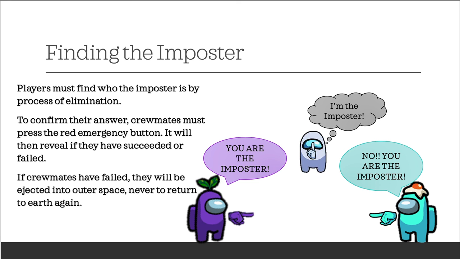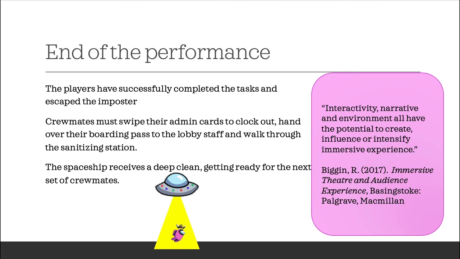After completing all 10 tasks, the players must find out who the imposter is by process of elimination. The players must use their answers to clues found along the way. For example, 2 numbers on the dice must add up to 6. This is a clue as to who and what colour the imposter is. To lock in and confirm their answer, crewmates must press the red emergency button. It will then reveal if they have succeeded or failed.